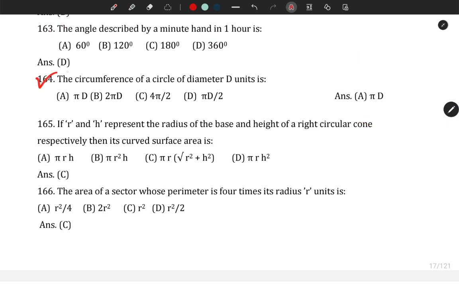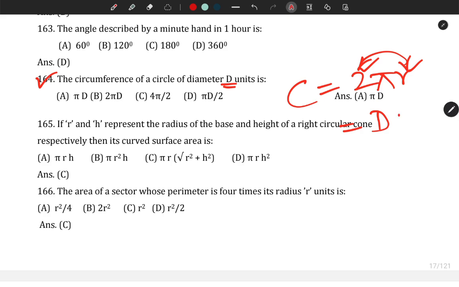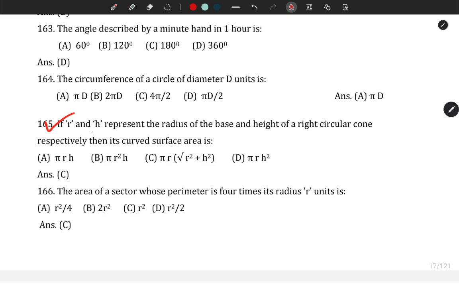Next question, the circumference of a circle of diameter d. Now we know circumference is twice pi r, but twice r is the diameter. So we can write d and pi. So the circumference is d into pi or pi into d. So the option is A.